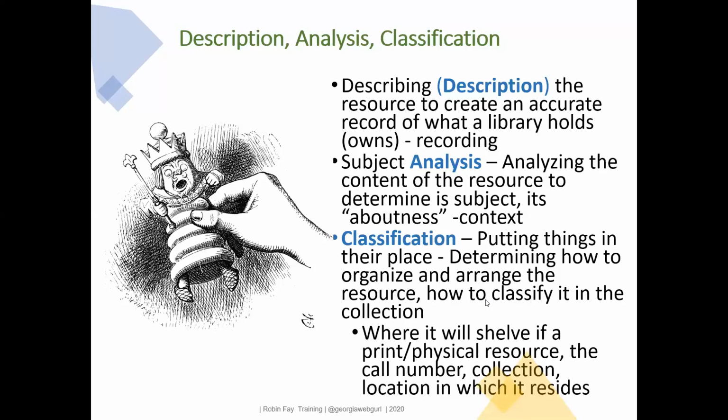There will be times as a copy cataloger that you may need to do some subject analysis, and I'll try to give you some hints for doing that. But subject analysis is analyzing the content of the resource to determine its subject or its aboutness. And this is where catalogers provide contextual information to our resource. Because out of the box, when the publisher sends the resource to a library, whoever that library may be that gets it first, until that cataloger looks at it and makes some decisions, there's no record at that point of actually what the subjects are.